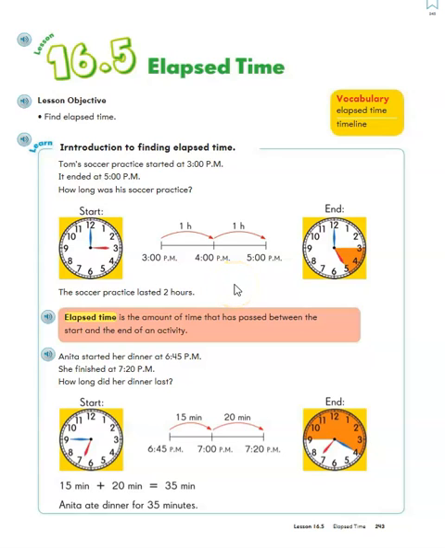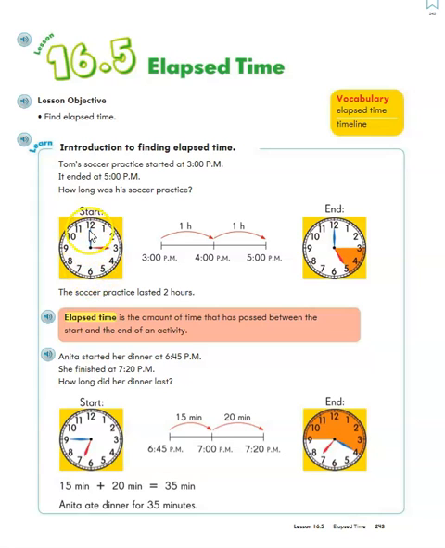And when we say elapsed time, all that means is how much time has gone by or how much time has passed during an activity. So our first example says Tom's soccer practice started at 3 o'clock p.m. It ended at 5 o'clock p.m. How long was his soccer practice?